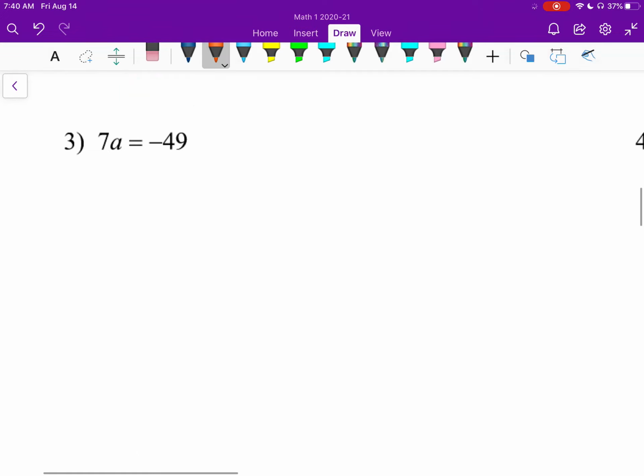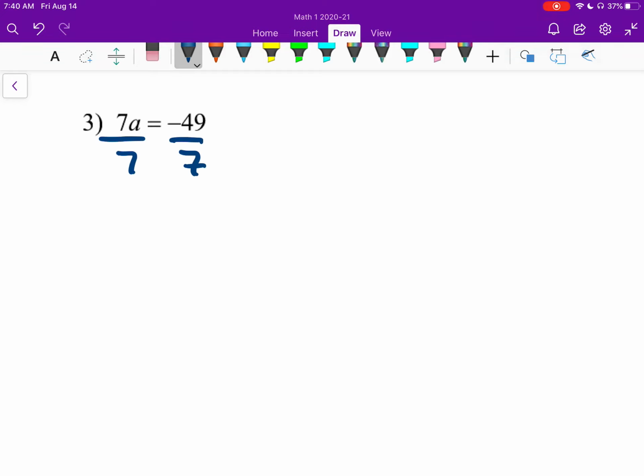Number 3, 7a equals negative 49. So I have 7 times a. To get rid of that 7, I'm going to need to divide, because dividing is the opposite of multiplying, or it's the undoing of multiplying. So I'm going to divide both sides by 7. My 7's on the left cancel, and I'm left with just plain old a equals negative 49 divided by 7, which is negative 7.